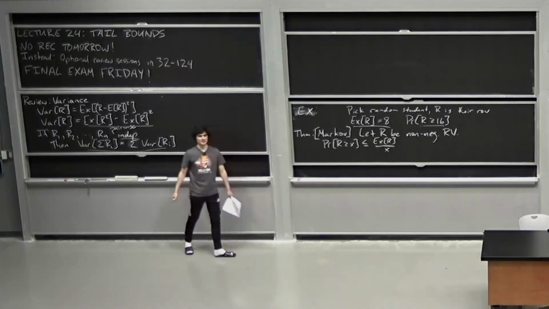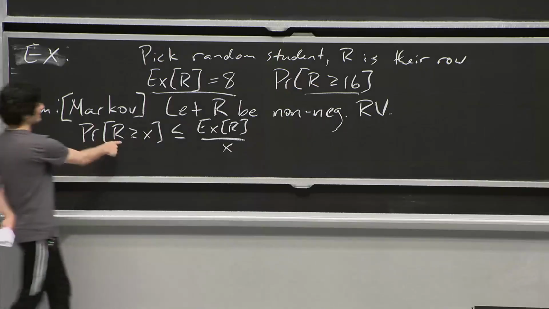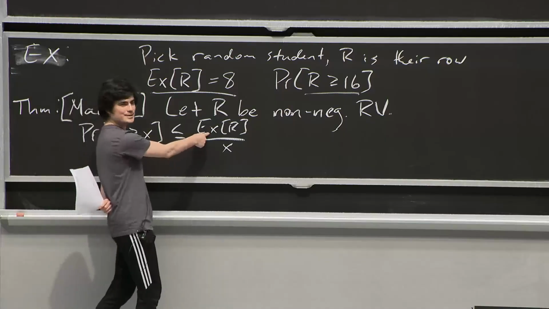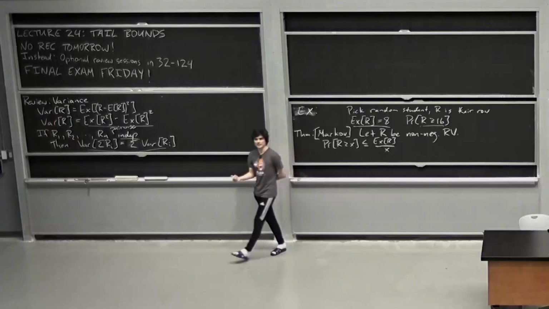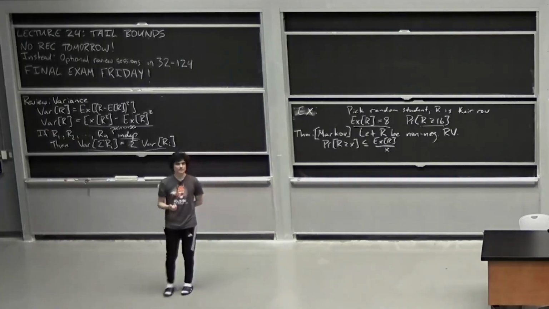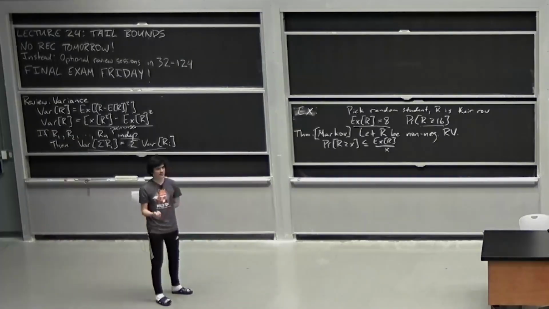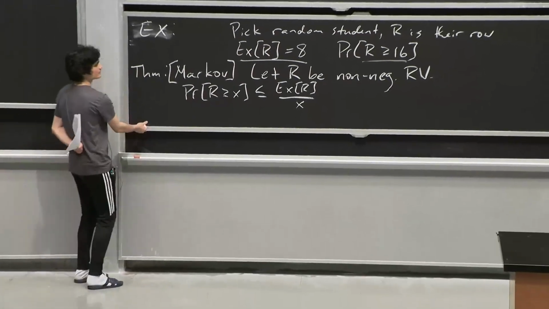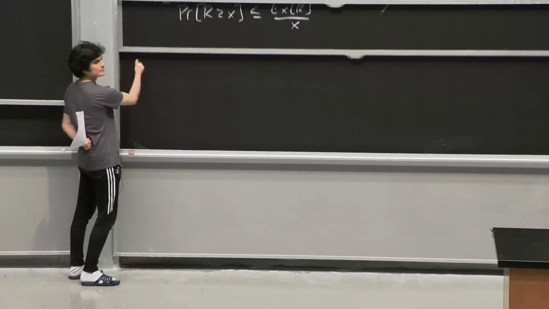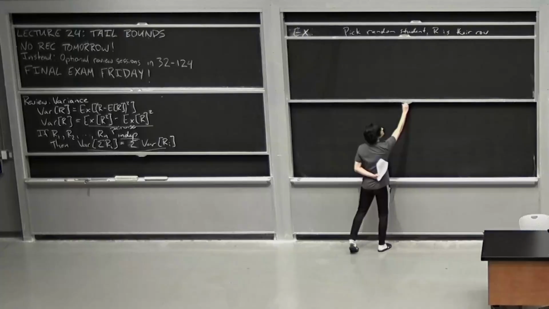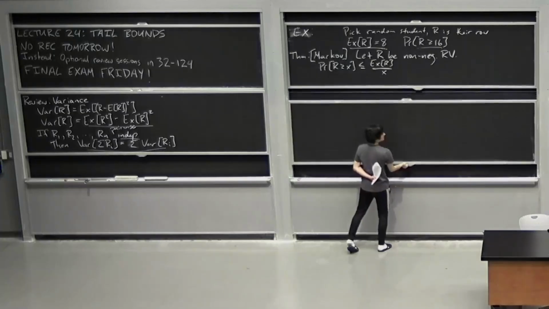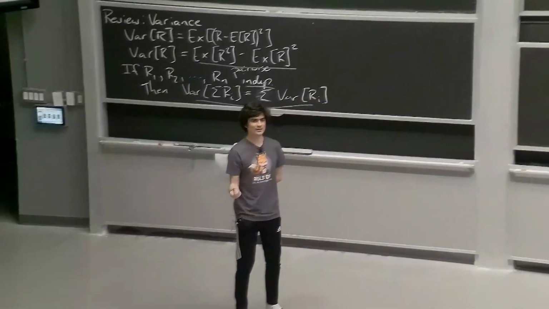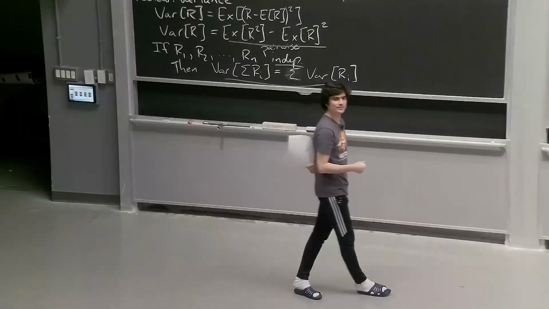So for the example that we just saw, the probability that R is at least 16 is at most the expectation, which is 8, divided by 16. So that gives us 1/2. Okay? Does the statement make sense to people? So basically it's saying that you can't have too many super large values because that would push the expectation up too high. Okay?